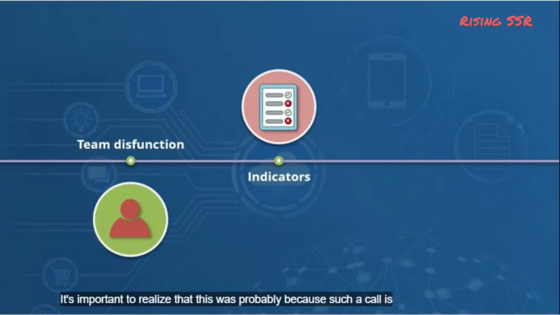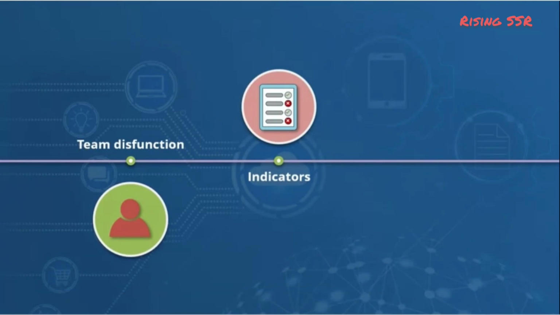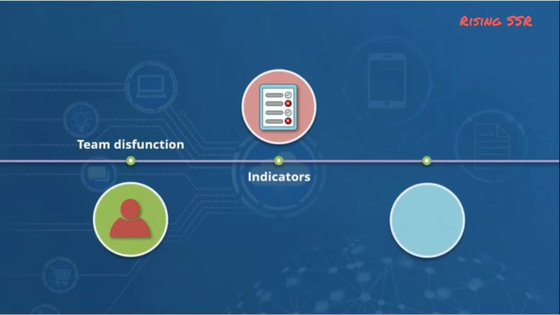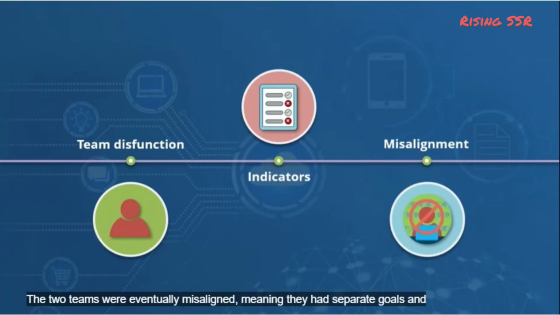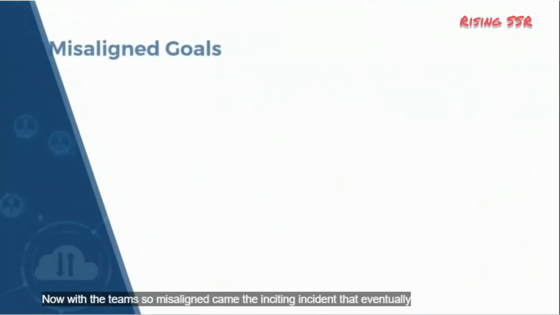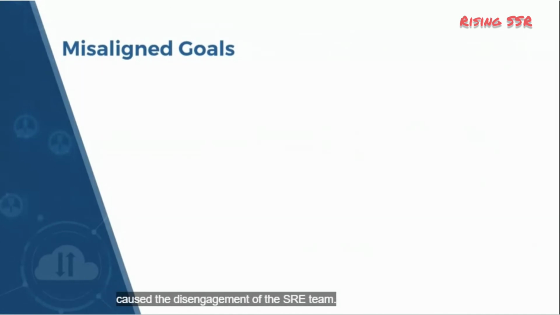It's important to realize that this was probably because such a call is difficult to make. Team dynamics don't change overnight. They gradually decline. And it's challenging to know when the time comes for disengagement, which is a big step. The two teams were eventually misaligned, meaning they had separate goals and objectives, and communication had broken down completely. Now, with the teams so misaligned, came the inciting incident that eventually caused the disengagement of the SRE team.